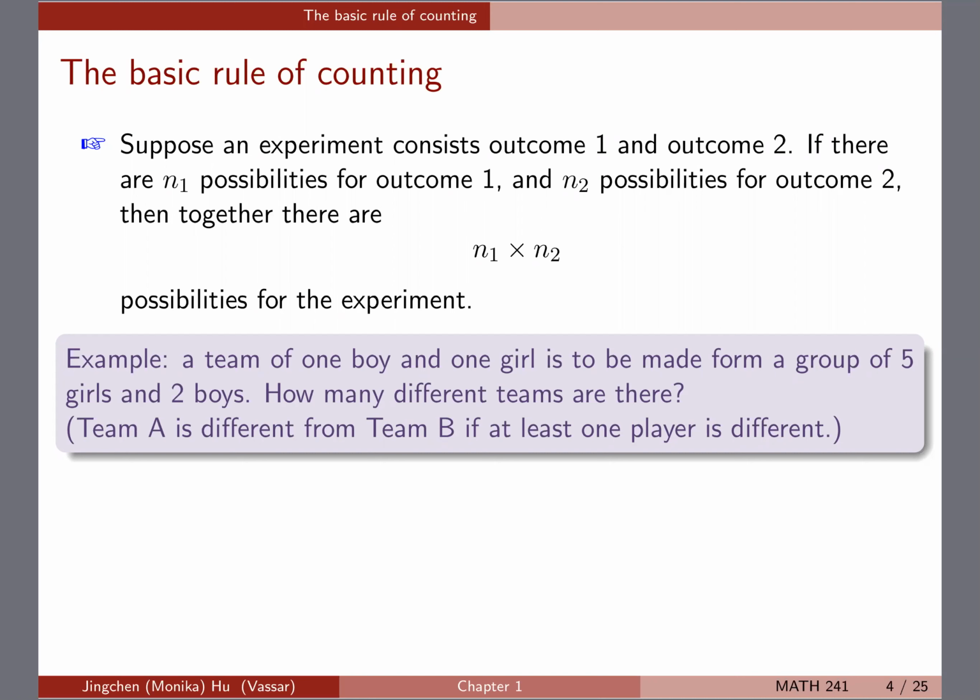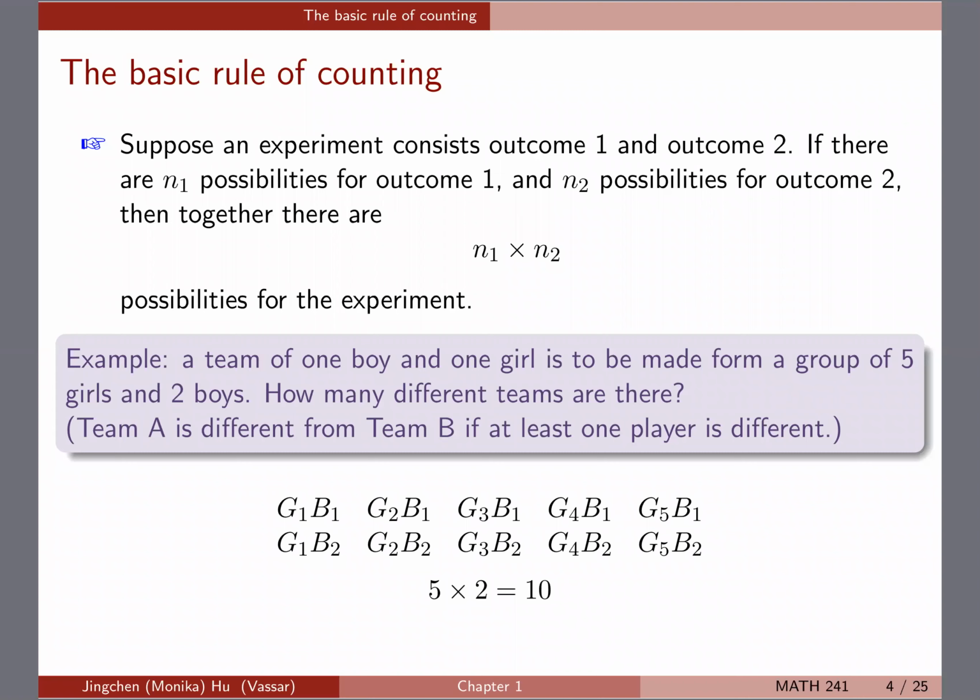So we can think of forming a team as doing an experiment, and we need to have 1 boy and 1 girl from the group of 7 people. So there are, you notice here, 5 different ways to choose 1 girl from the 5 different girls. So that will be the value of n1, because that's outcome 1. And for n2, you will have 2, because you have 2 boys. So if we apply this basic rule of counting, you're going to have 5 times 2 equals 10 possibilities for this experiment. In the context, that will be 10 different teams here.